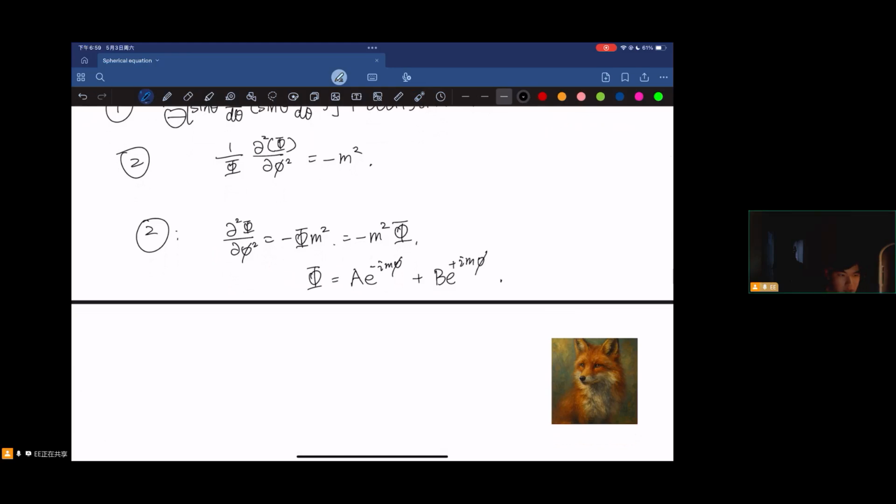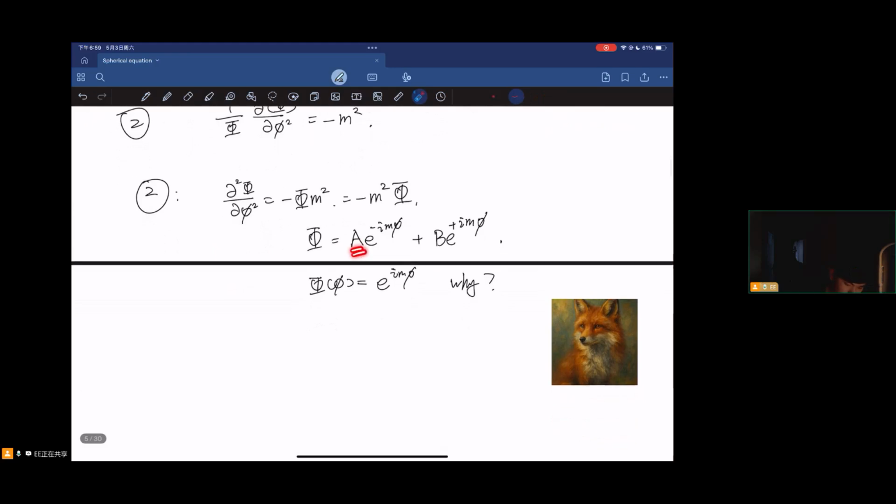But wait a minute, this looks a little different from the textbook, right? The textbook says the solution would be this. Okay, so why? First, we allow the m to go negative. So the m can be both positive or negative. So now we don't have to be concerned about this case. We allow it to go positive or negative.